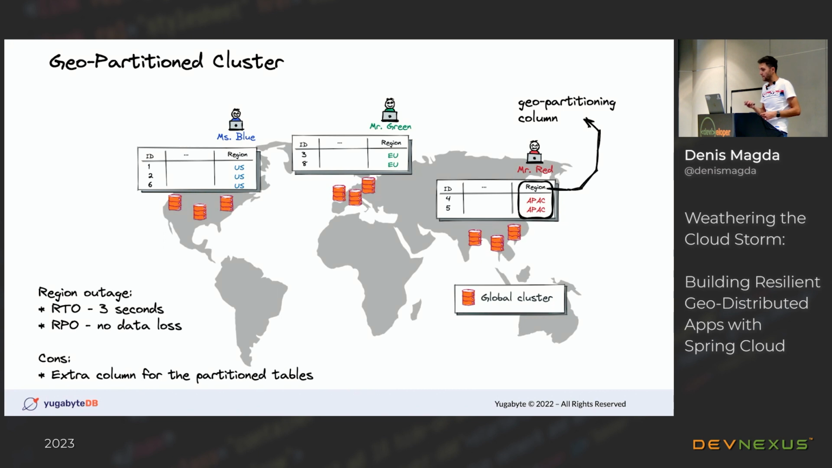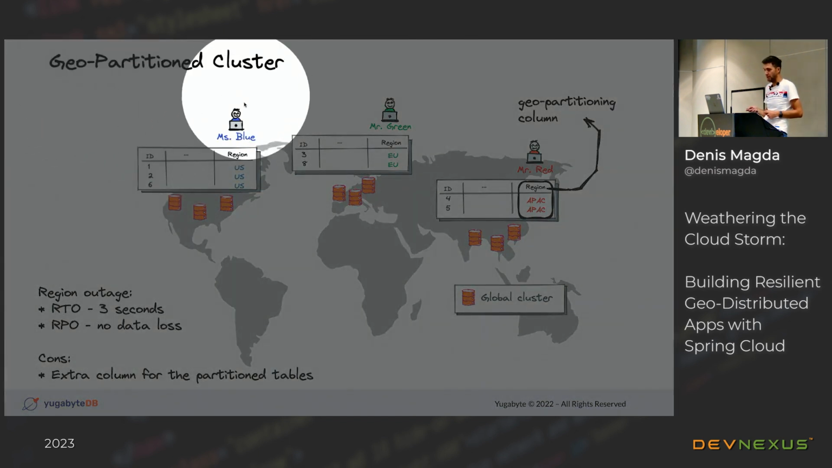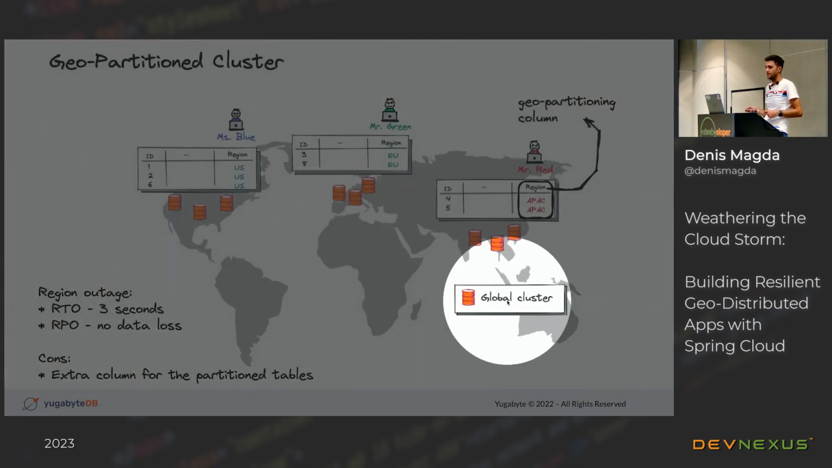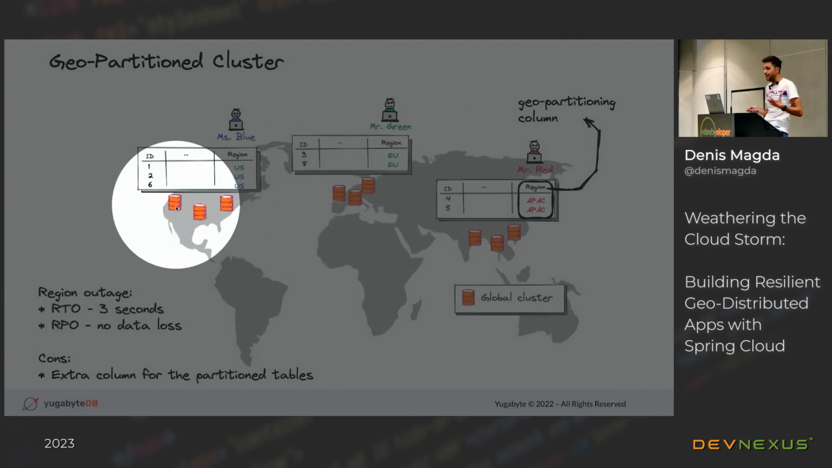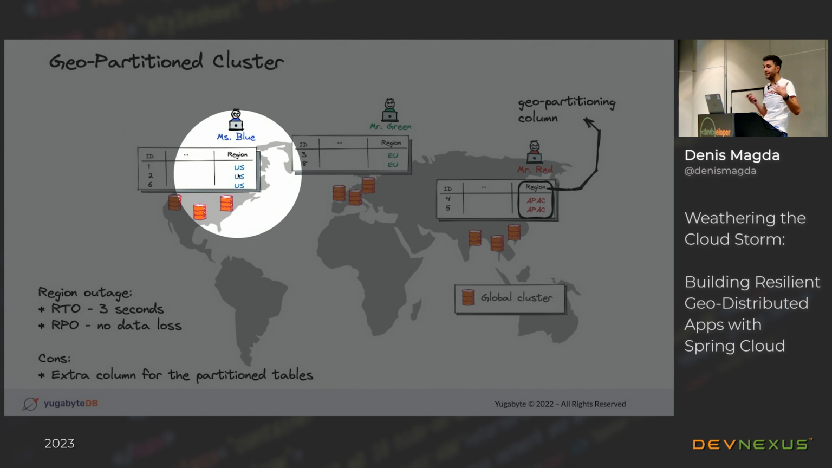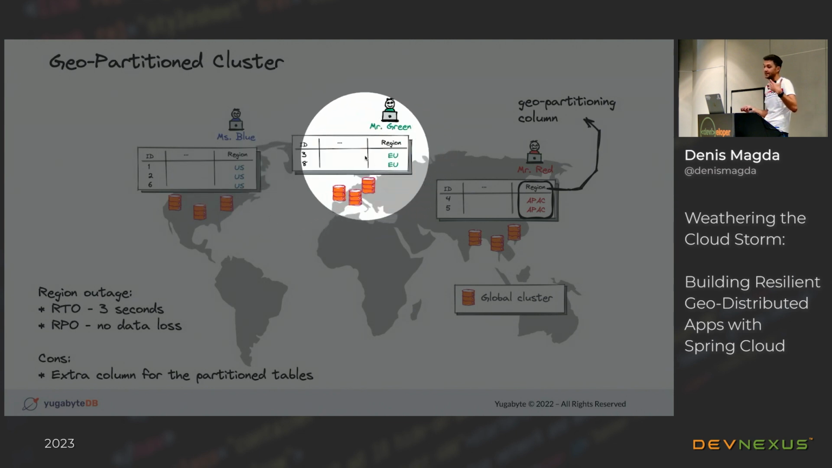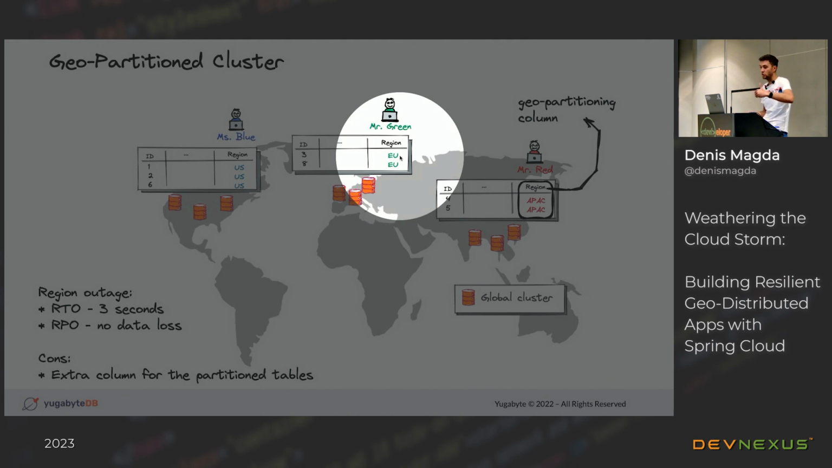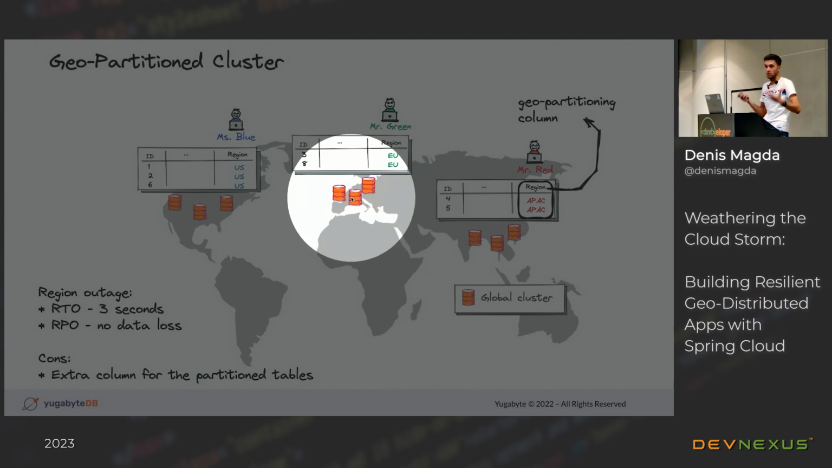The final one, a deployment that is supported by many distributed SQL databases, is the geo-partitioned cluster. Imagine that you can deploy a single cluster across the regions of your choice, and then in your schema, in your tables, you define a special partitioning column. And based on the value of that column, the database decides where a record needs to be stored or read from. For instance, in my case, the column name is region, and if the value of this column is European Union, then these records will be stored on the database nodes in Europe.